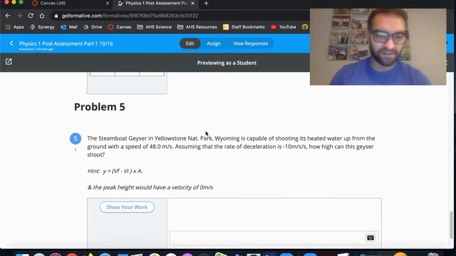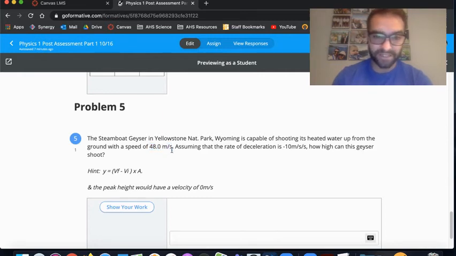And then this is our finale. I changed this up a little bit to be more appropriate to what we have covered. So you have the Steamboat Geyser in Yellowstone National Park, Wyoming, is capable of shooting its heated water up from the ground with a speed of 48 meters per second. Okay, again, with these story problems, really determine what is this value. Is it an initial velocity? Is it a final velocity? Is it acceleration? We should be able to tell based on the scenario and the units.